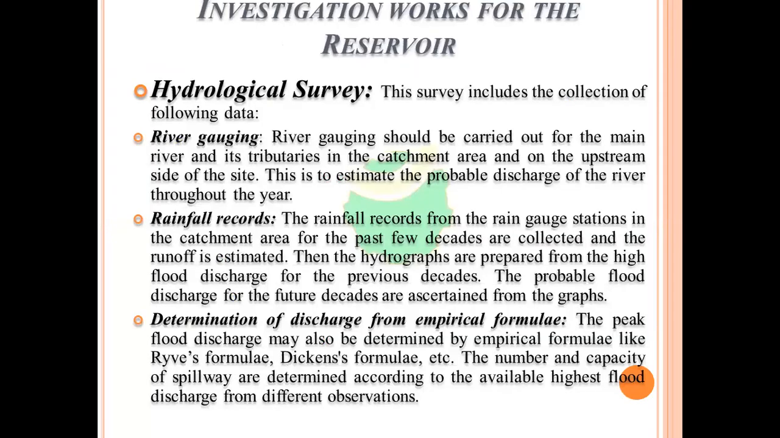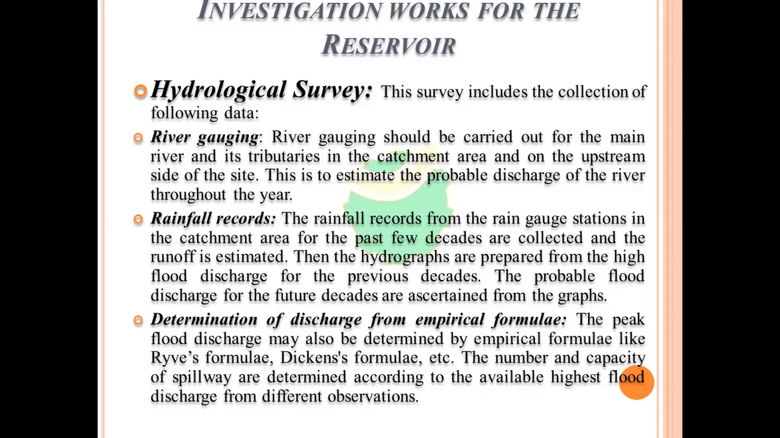Next, hydrological surveys. These surveys include the collection of the following data. First, river gauging. River gauging should be carried out for the main river and its tributaries in the catchment area and on the upstream side of the site. This is to estimate the probable discharge of the river throughout the year.